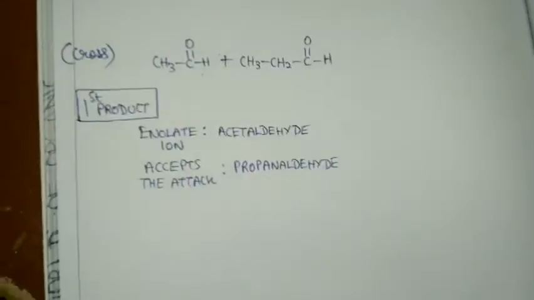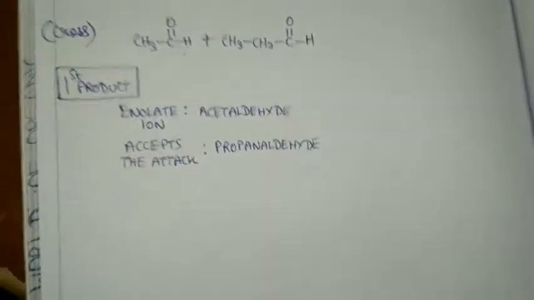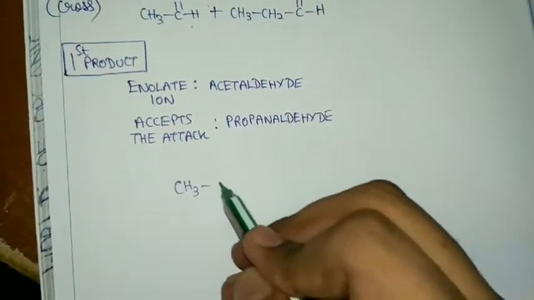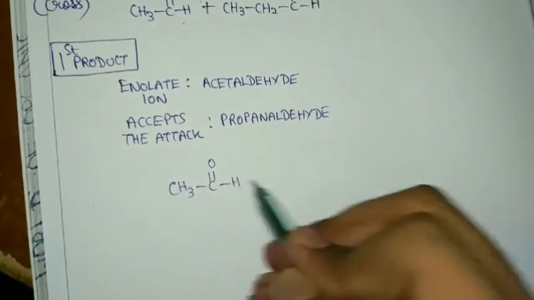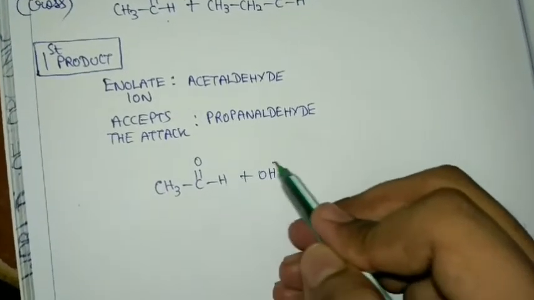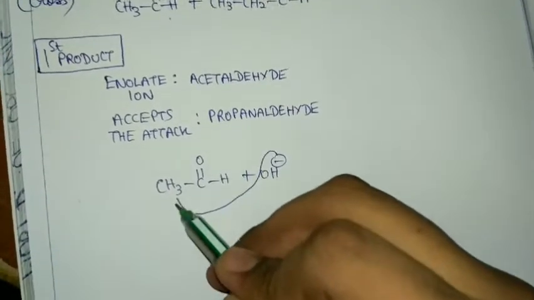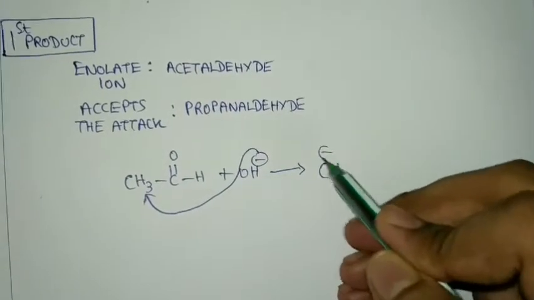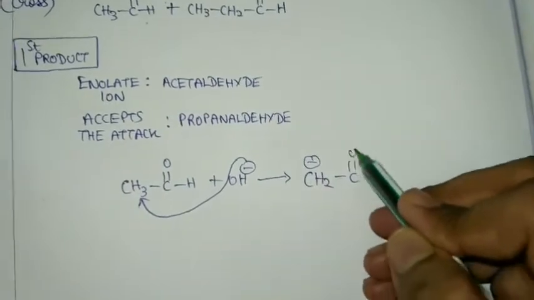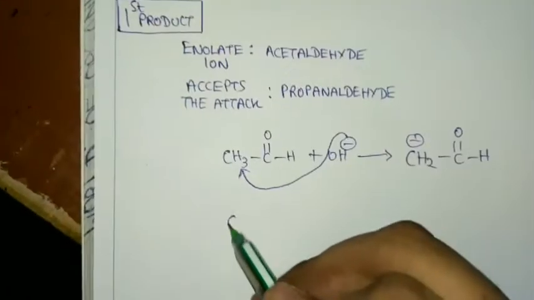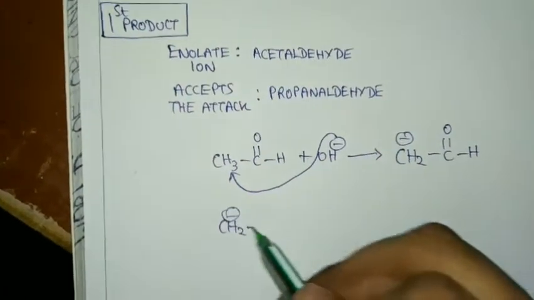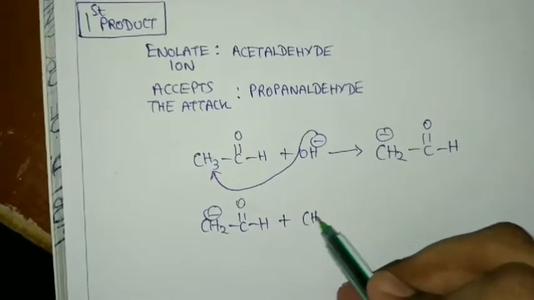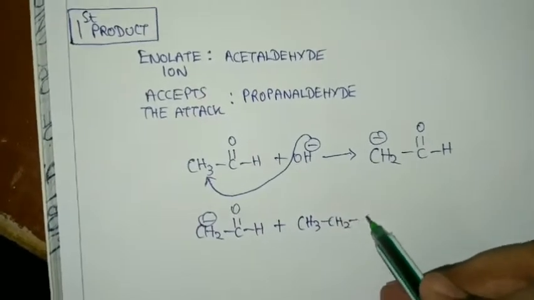Okay, now this is the first product, right? So the enolate ion, how does the enolate ion form? CH3 C double bond OH plus OH minus. This will abstract a proton here to form CH2 minus C double bond OH. Now this CH2 minus C double bond OH reacts with the molecule of propanaldehyde.